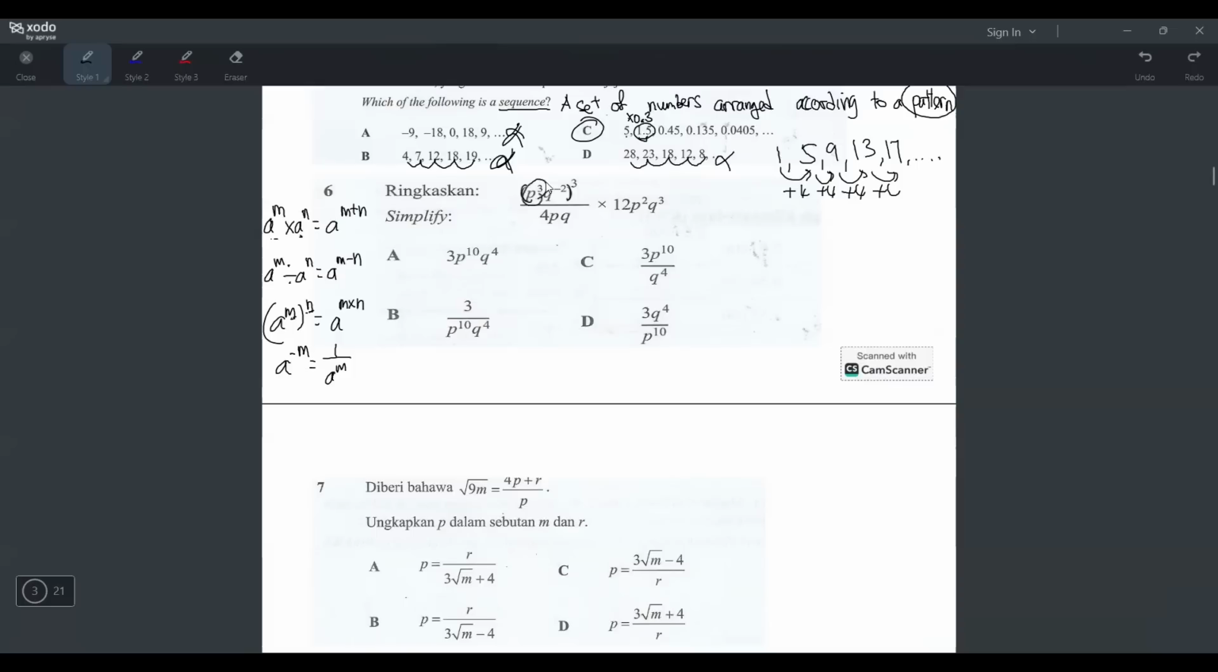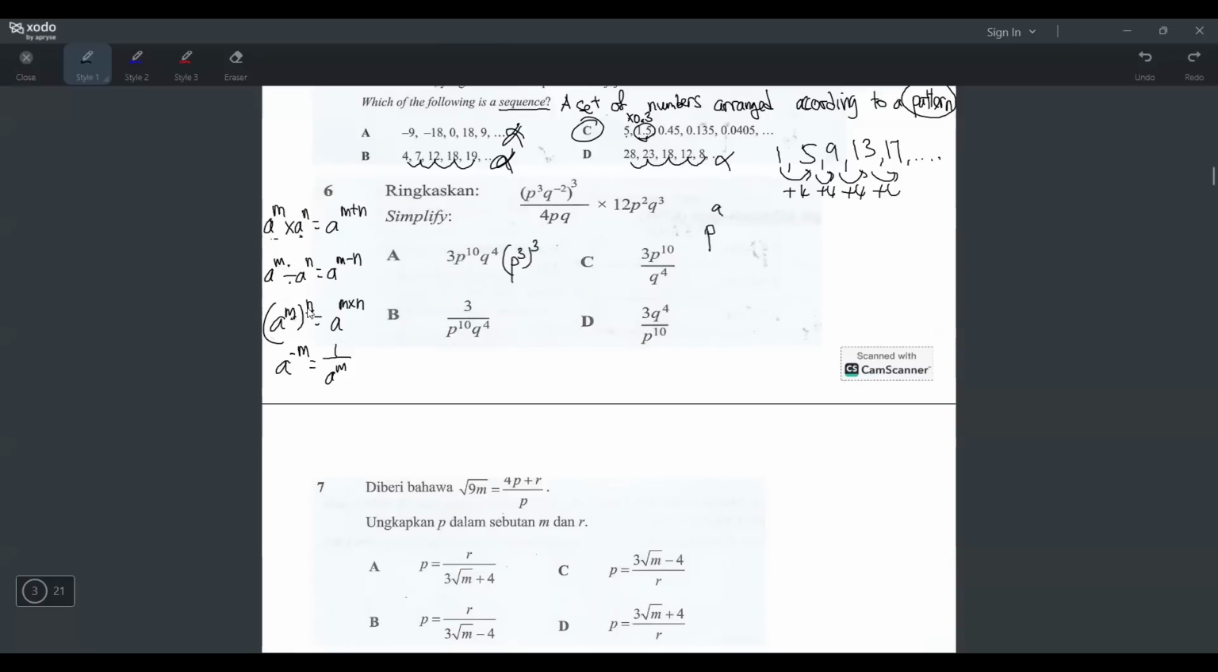So the p power 3 here have to power 3. The q power negative 2 also have to power 3. So it becomes p power 3 power 3. But you don't tell me p power 6. No. It's p power 9. Because p power 3 power 3 means the power needs to times. And I told you already, here the power if side by side like this have to times.